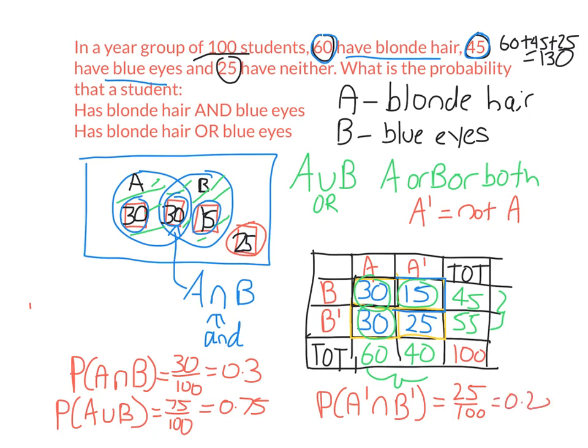So again, Venn diagrams and two-way tables, whichever one you use doesn't matter. They just give information to help you with probability calculations when you have more than one set. All right, the last thing we need to go through is tree diagrams.